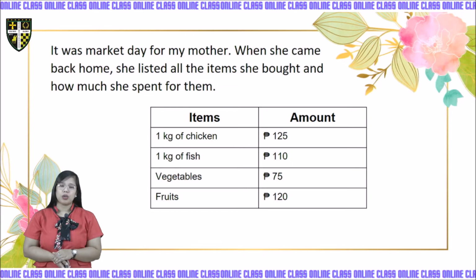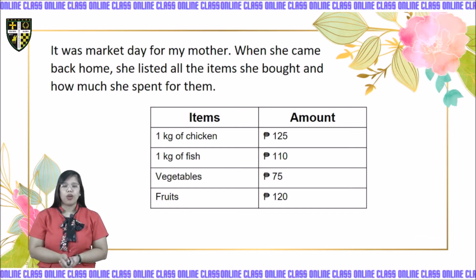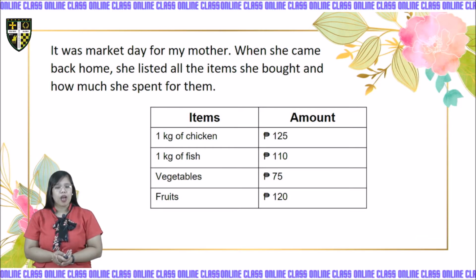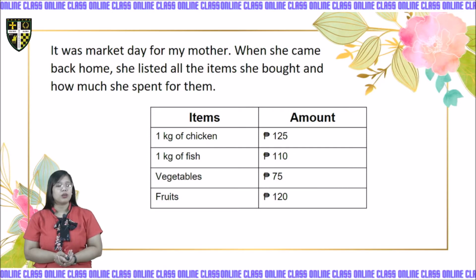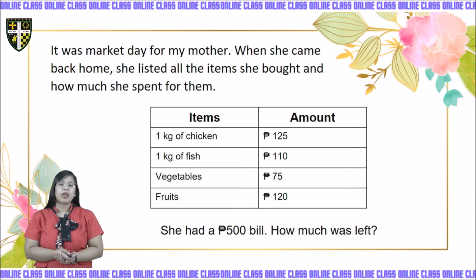For the vegetables, we have 75 pesos. And for the fruits, we have 120 pesos. So, how can we solve the problem? How many operations do we need to use to solve it? We need to add first all the items bought and subtract the total spent from 500 pesos. So again, she had the 500 peso bill. How much was left? Again, we need to add first all the items bought and then subtract the total spent from 500 pesos.